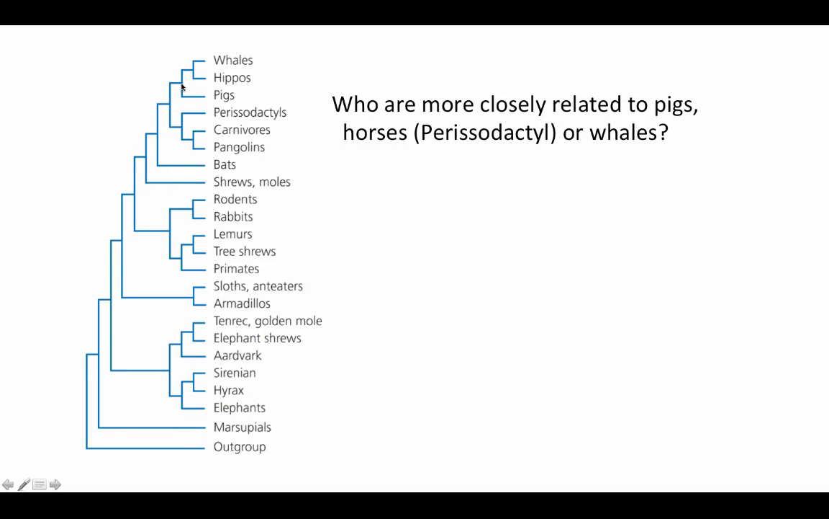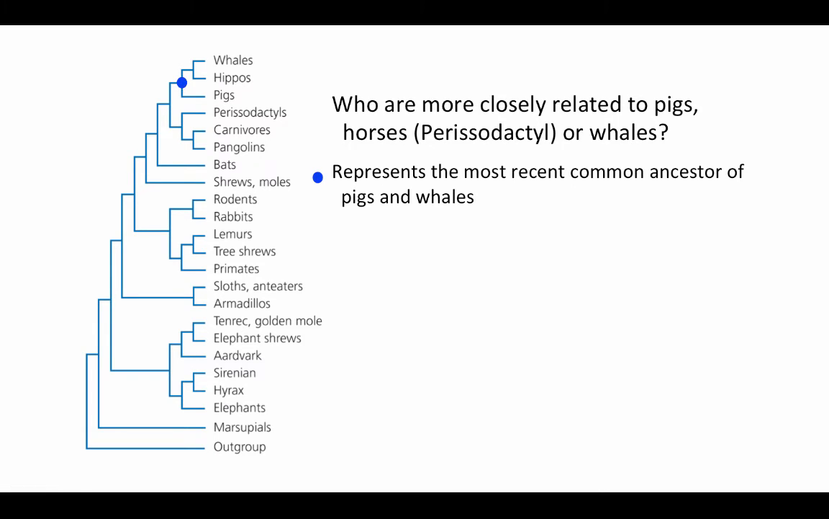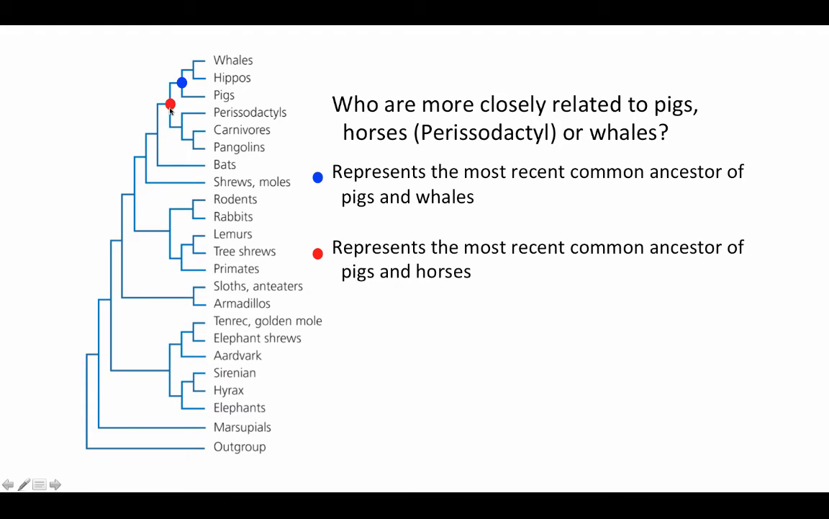That common ancestor is right here. So this is the most recent common ancestor of pigs and whales. Let's find the most recent common ancestor of pigs and horses. So pigs are here, Perissodactyls are here. We're going to follow it back. Right here is the node where one branch leads to Perissodactyls, including horses, and the other branch leads to pigs. So this is the most recent common ancestor of pigs and horses.